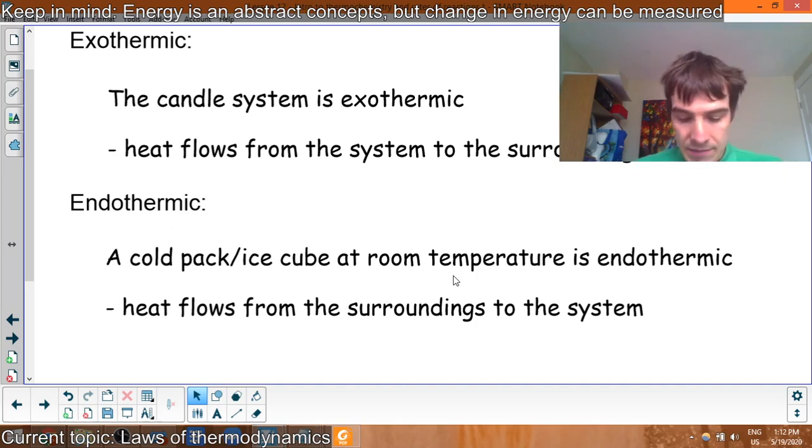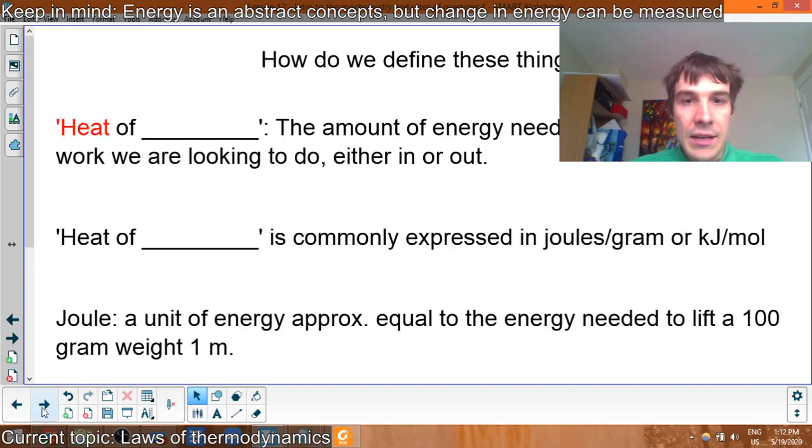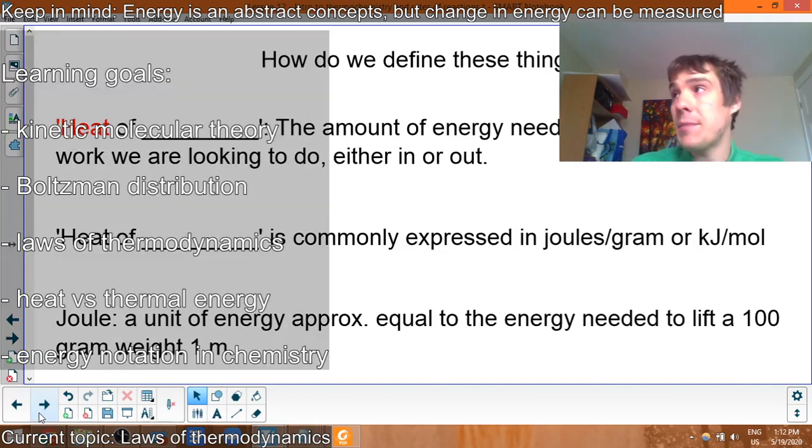So making something colder is an endothermic process. The system is gaining energy. The chemicals are gaining energy. This leads us to defining these things and putting them into chemistry. So that's our next topic.